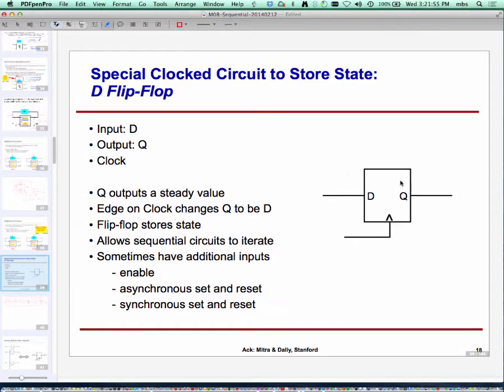At the clock edge, Q gets the value of D. All the other times, whatever was the value of D at the last clock tick is put out here. Okay.